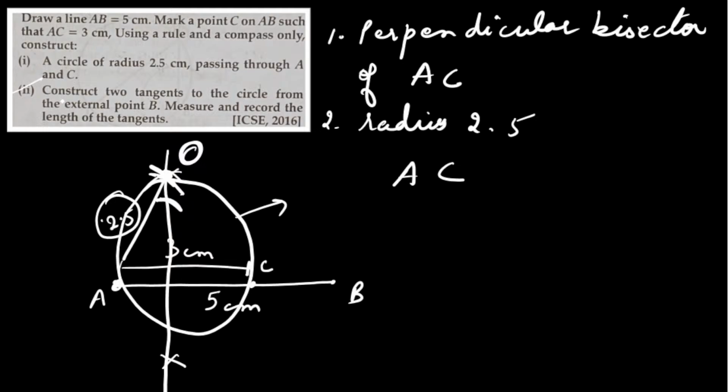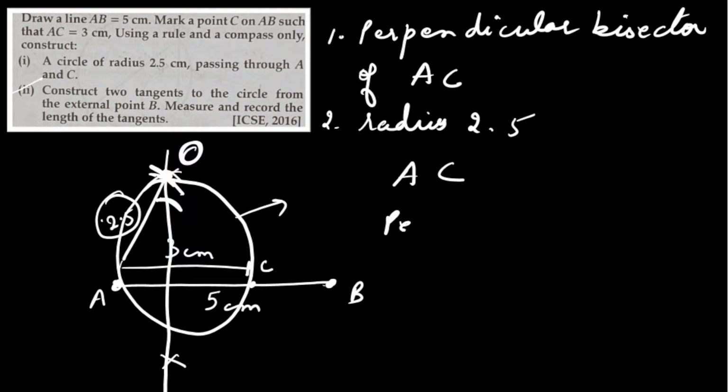Now what we have to do? We have to construct two tangents to the circle from the external point B. So point B is here. From this point we have to construct two tangents to the circle. So for construction of two tangents, what we have to do?